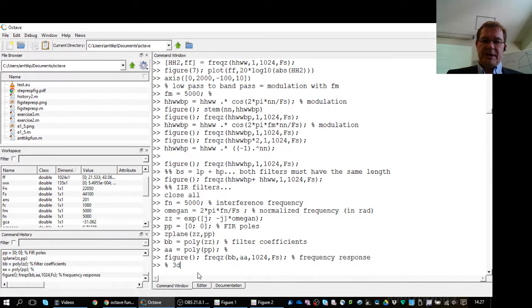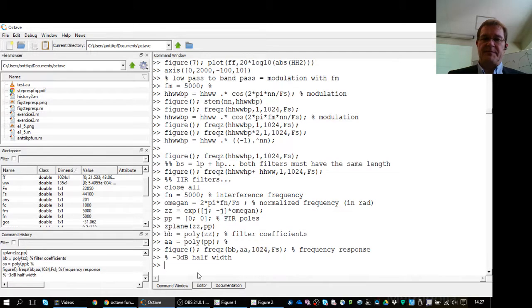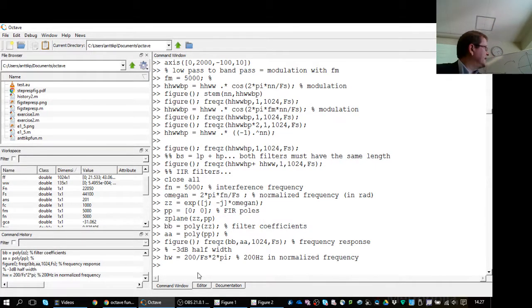So the 3 dB half width, or would it be more or less minus 3 dB half width? HW, half width, would be, I said 200 hertz, right? So 200 divided by Fs times 2 times pi. So this is actually also translated into this normalized frequency. There. And that defines the range from the unit circle. And it also defines the 3 dB half width. Same distance.